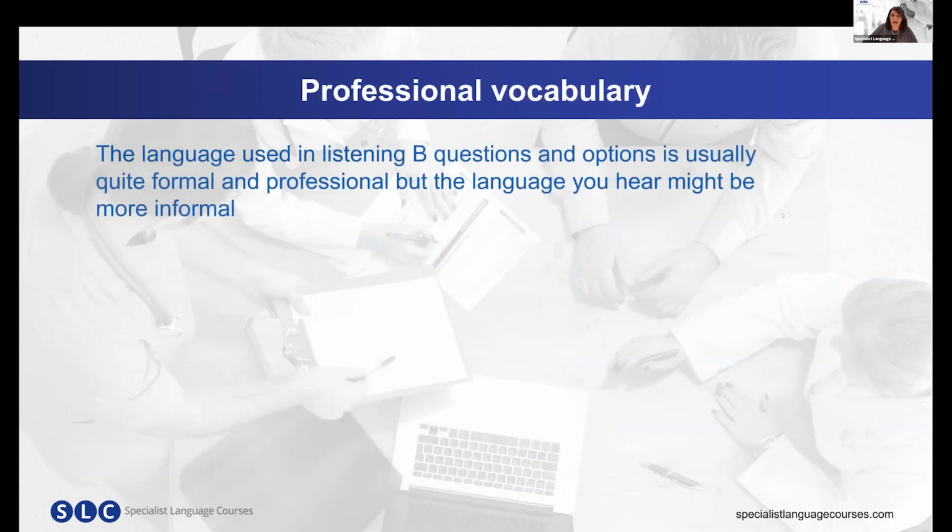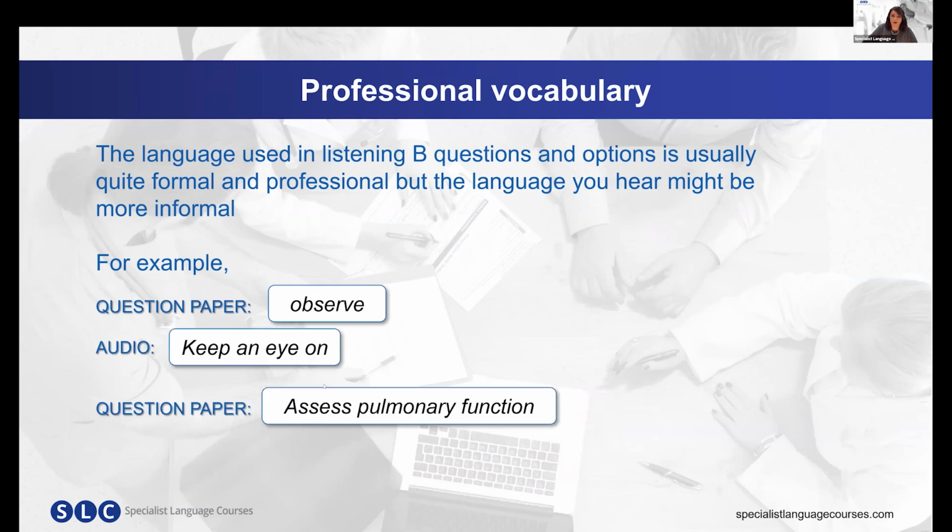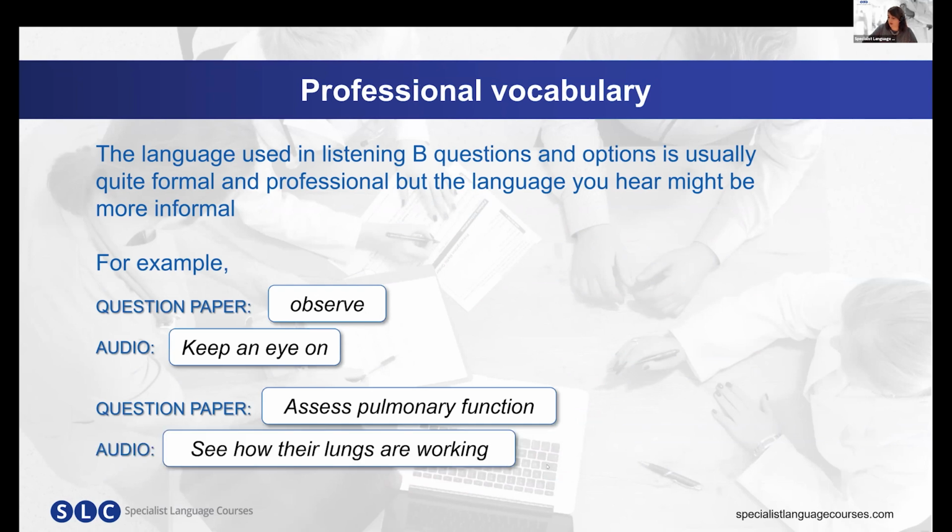As we've seen, the language used in listening B is usually quite formal and professional, but the language you hear might be more informal. For example, on the question paper, you may have the word observe. In the audio, you have keep an eye on. You may have assess pulmonary function, but on the audio, you have show how lungs are working. So it's really important in your preparation that you keep a note of these formal phrases and their less formal equivalents.